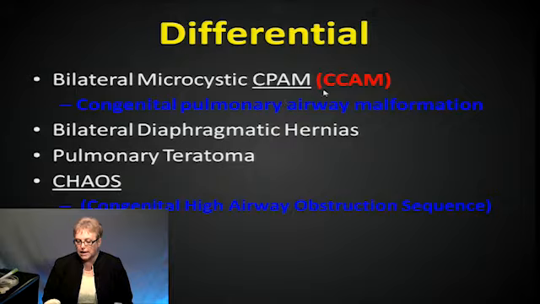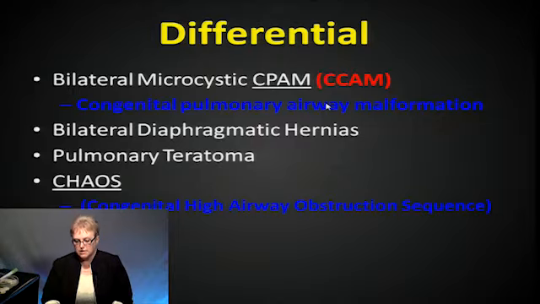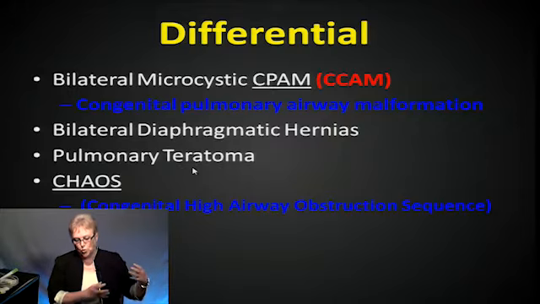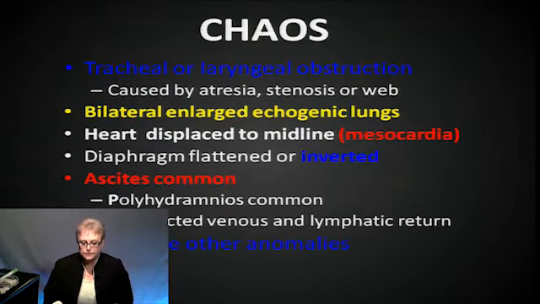Well, bilateral CAMs, they're very rare, and usually you're not going to see the diaphragm inverted like that. Bilateral diaphragmatic hernias, well, then you're going to see intestine up in the chest, so that's not it. This diaphragm is pushed out and the lungs look enlarged. Pulmonary teratoma is usually in one area of the lung. So that leaves us with CHAOS.